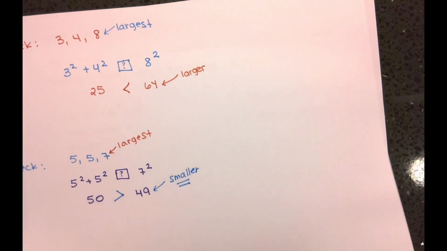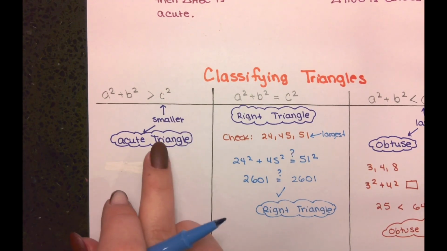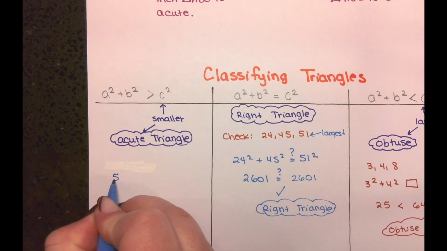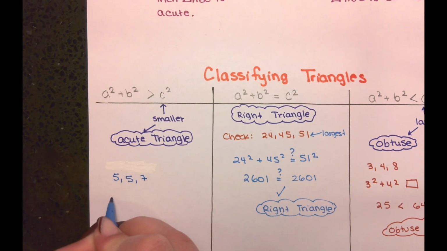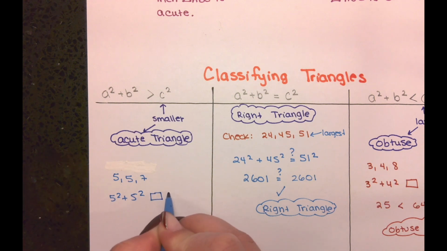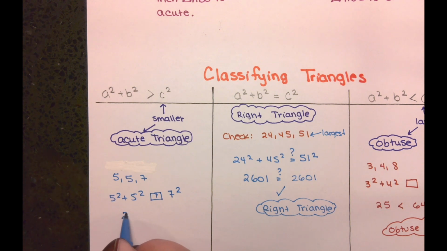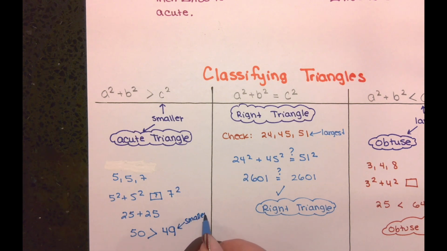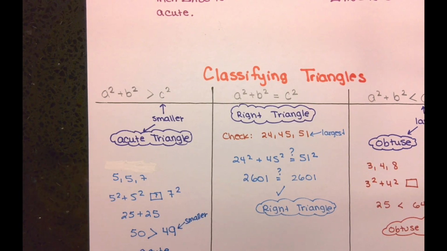So that means if we go back to our notes here, smaller means acute. So we have, I'm just going to write this down really quick, 5, 5, 7. We had 5 squared plus 5 squared. Little box here, 7 squared. You can put a little question mark in there. We had 50 is bigger than 49. So that means 49 is smaller. And that means you had an acute triangle.